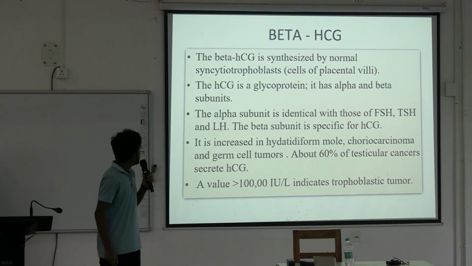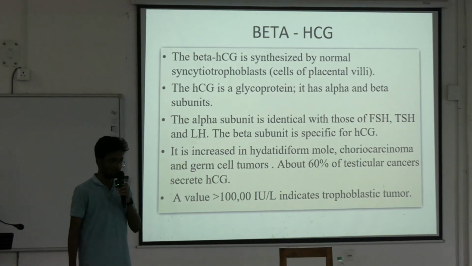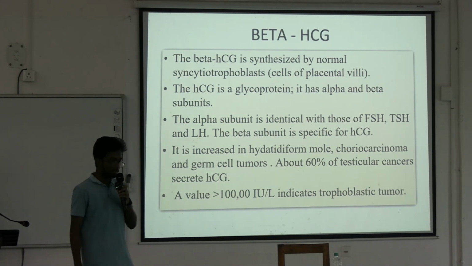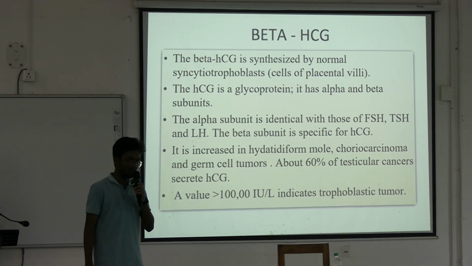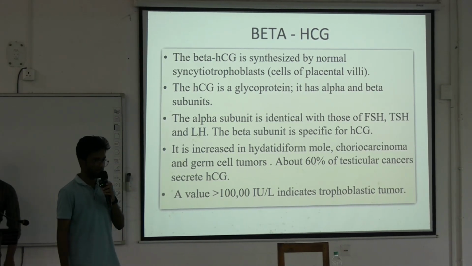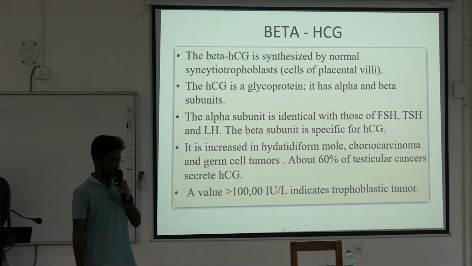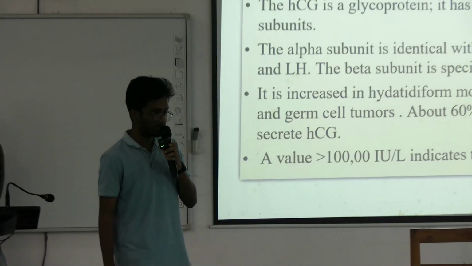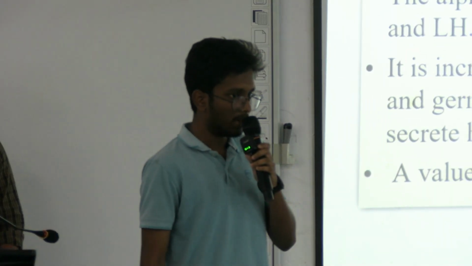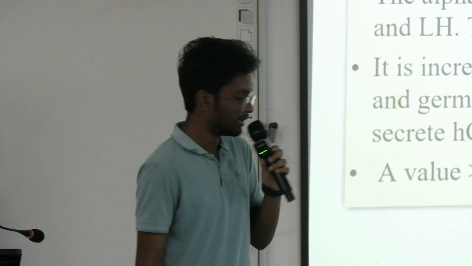Beta HCG. The beta HCG is synthesized by the syncytiotrophoblast, which are the cells of placental villi. The HCG is a glycoprotein and has two subunits, alpha and beta. The alpha subunit is similar to that of FSH, LH, and TSH, whereas the beta subunit is specific for HCG. Beta HCG is generally increased in case of choriocarcinoma, hydatidiform mole, and germ cell tumors.